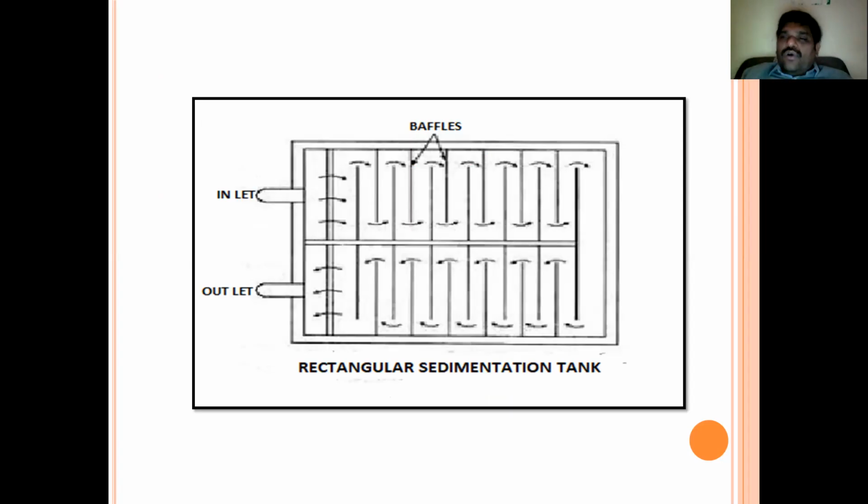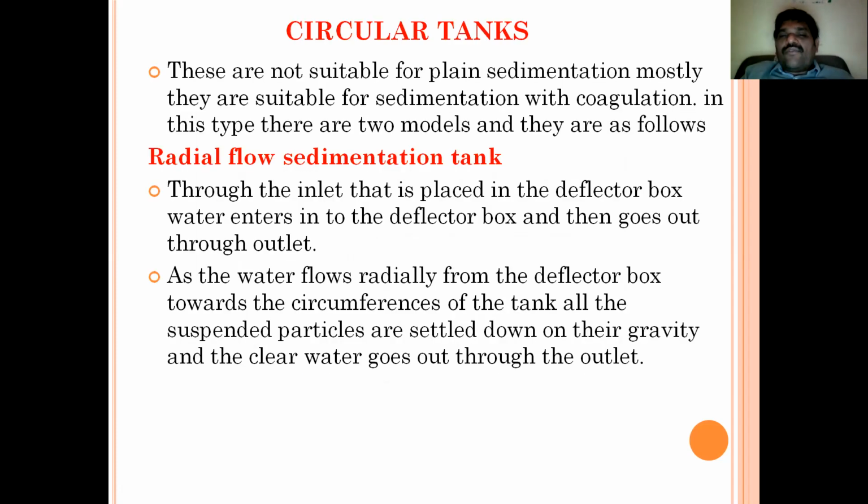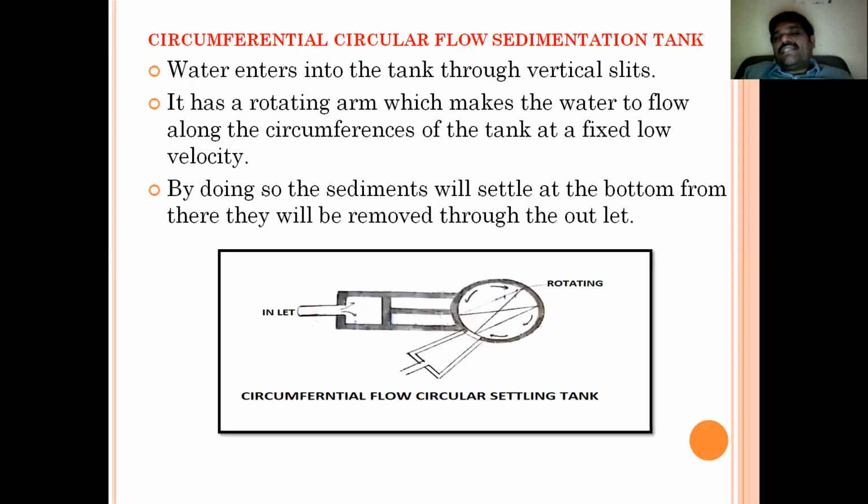Here also, how and why are we fixing the velocity? If the water flows at high speed, or more than considerable speed, the particles may not settle. That is the reason the flow velocity is fixed in such a way that the particles settle on the bottom. By doing so, all the weighted particles will settle on the bottom, and the clean water will be sent out through the outlet. This is about the circumferential circular flow.